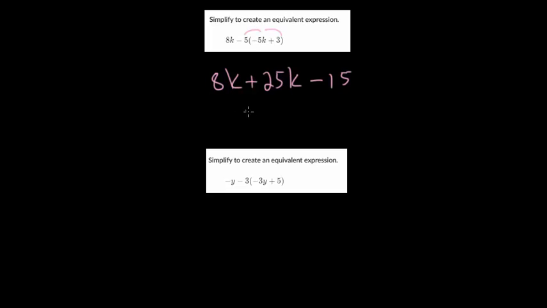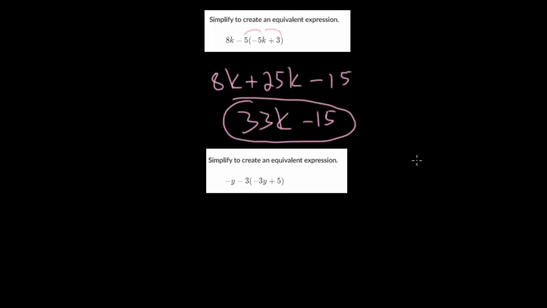And 8k plus 25k would be 33k. And then we'll subtract 15 on the outside. Since we don't know what k is, we can't combine these and say it's something like 18k or 18. That wouldn't make sense. So we can just leave this as our final answer.